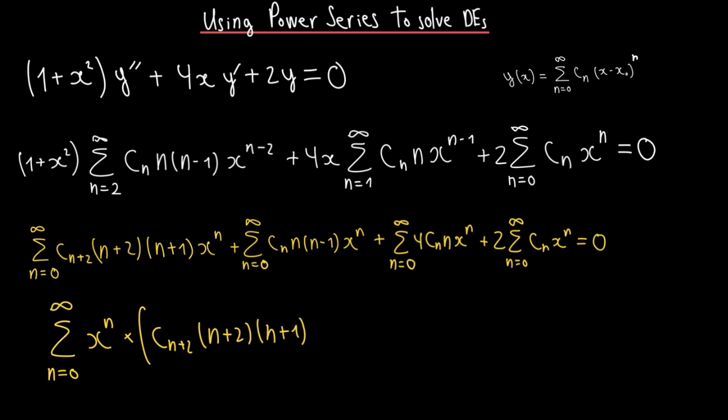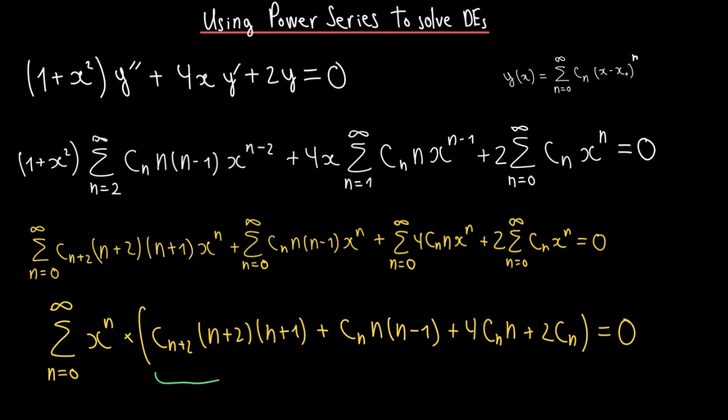Cn plus 2 times n plus 2 times n plus 1. And so this corresponds to our first sum over here, plus Cn times n minus 1, plus 4Cn times n, plus 2Cn. And that has to be equal to 0. And what's great about regrouping all of the sums into one big sum is that now we know that this expression that I've underlined in green has to be equal to 0 in order for the equality to hold for all x.